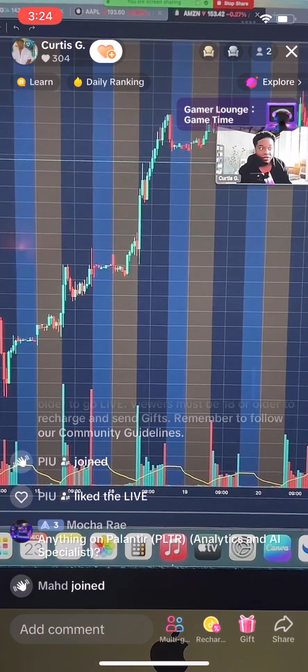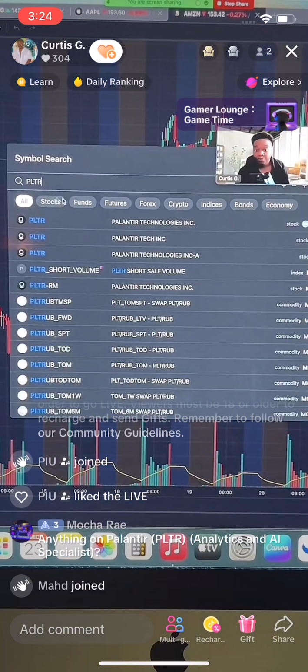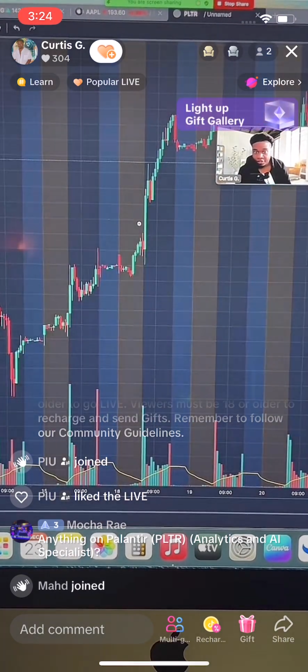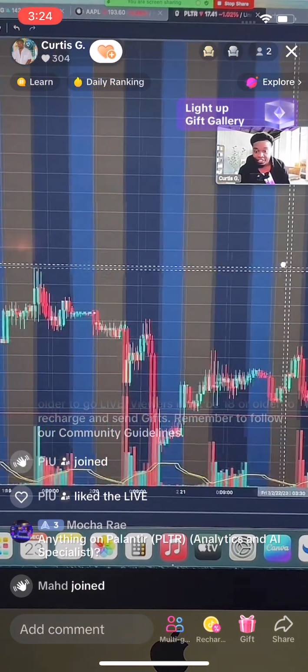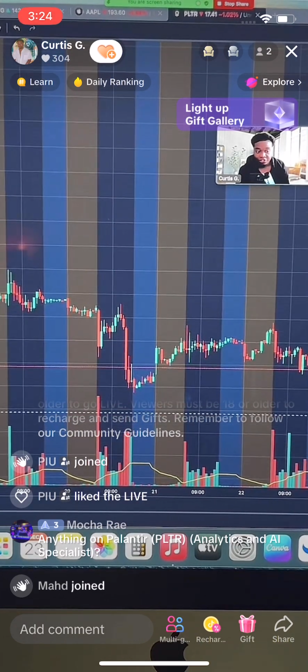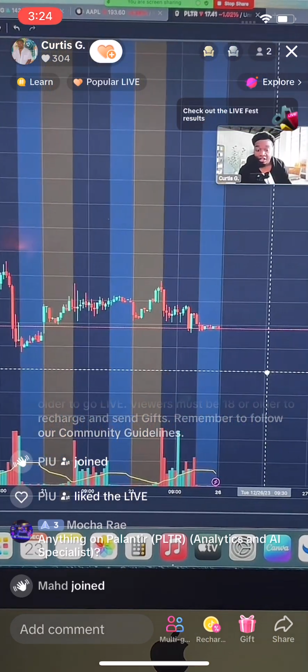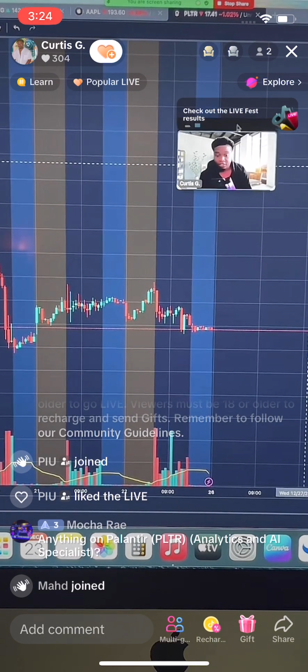All right, so let me go and find Palantir, PLTR, and we are using TradingView. Now I'm going to go super basic here for the noobs. This is the Palantir chart. This is the 30-minute chart right now. Palantir is currently at $17.37 a share.